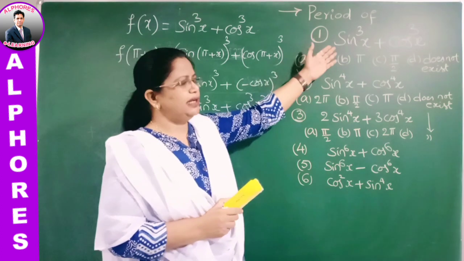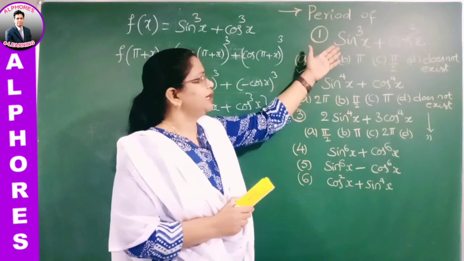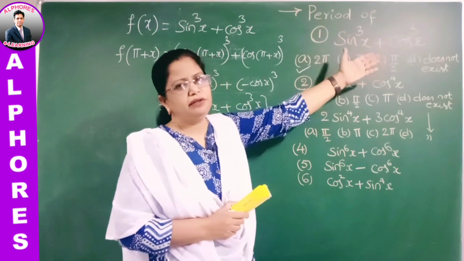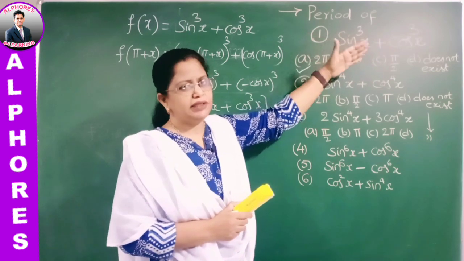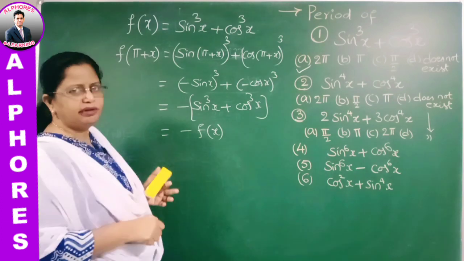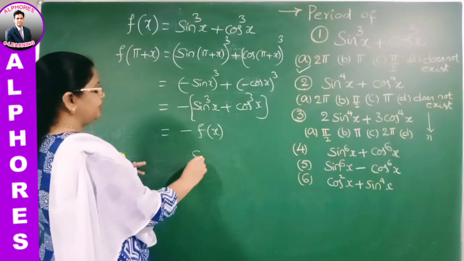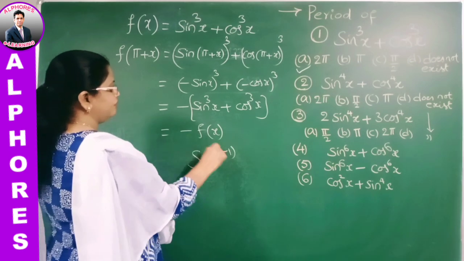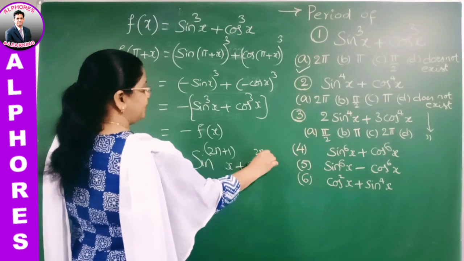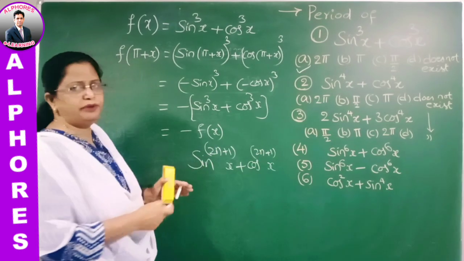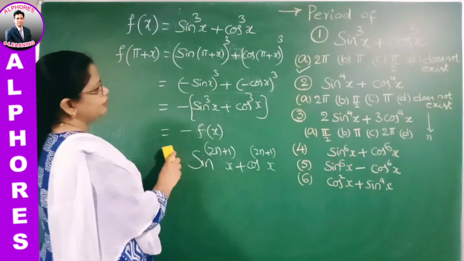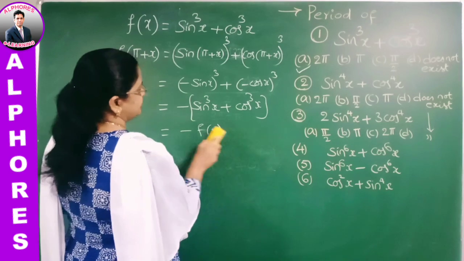So you can generalize the same problem as sine to the power of 2n minus 1 x plus cos to the power of 2n minus 1 x, or 2n plus 1. Then you can say clearly the period of that particular function is nothing but how much? 2 pi. So whenever it has odd powers, 2n minus 1 or 2n plus 1, the fundamental period is nothing but 2 pi.